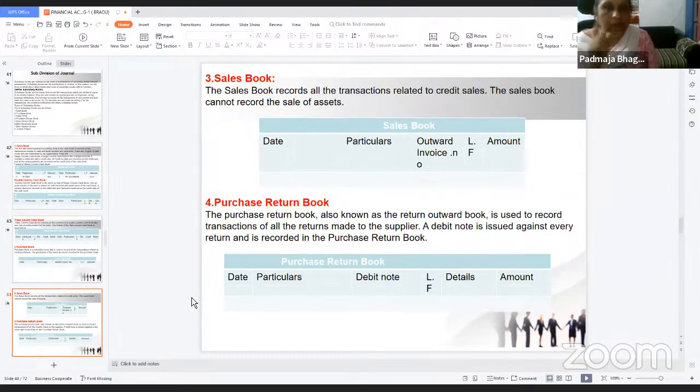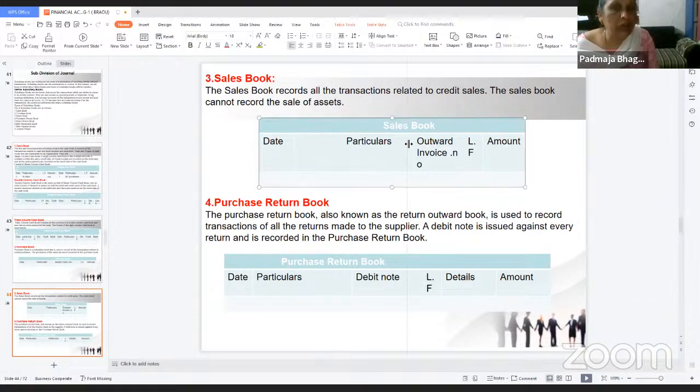Next is the sales book. Here, the sales book records all the transactions related to credit sales only. The sales book cannot record the sale of an asset. In the sales book, you are not going to write any sale of an asset. If you are selling an asset, you will not write that in the sales book.